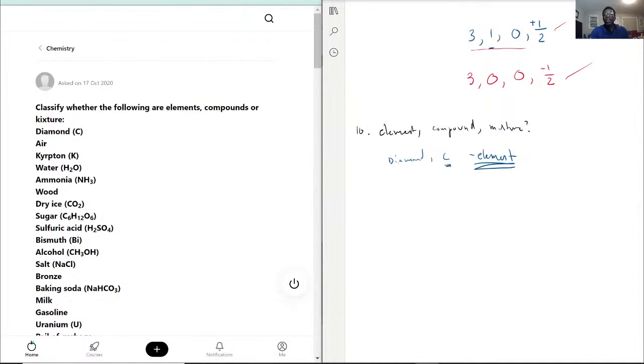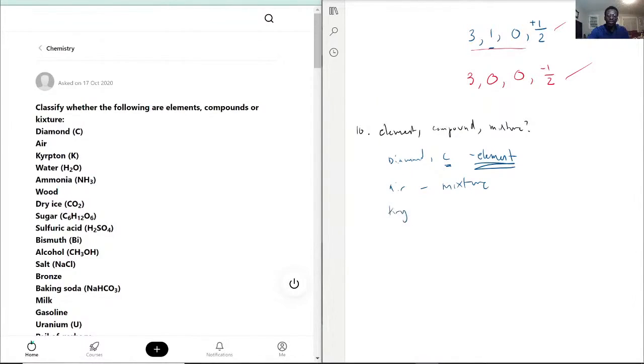Alright, air. Okay, it's a mix, already a hint there, of water, nitrogen gas, oxygen gas, water vapor, whatever's in the atmosphere, a lot of different things that you inhale and exhale. Unfortunately, if somebody farted, methane is mixed in there as well. But the point is that it's a lot of different compounds mixed together. So that one would be a mixture.